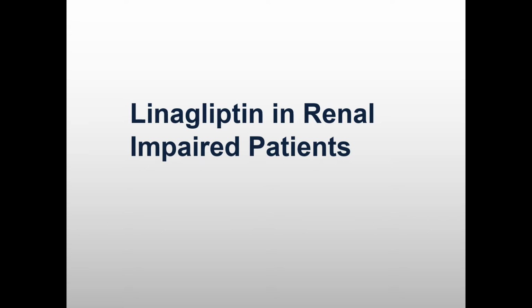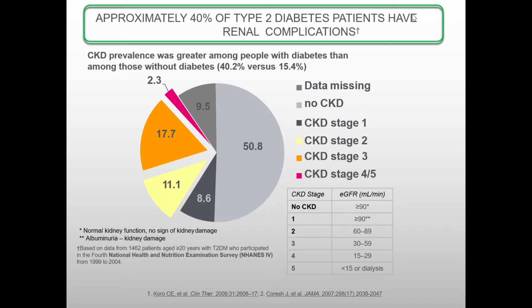Hello, good evening, friends. Today we'll discuss a very important topic, that is linagliptin. So we'll discuss linagliptin in renal impaired patients. This is the data taken from the National Health and Nutrition Examination Survey, the NHANES 4 survey. It says that CKD prevalence is much greater with diabetes when compared with patients without diabetes.